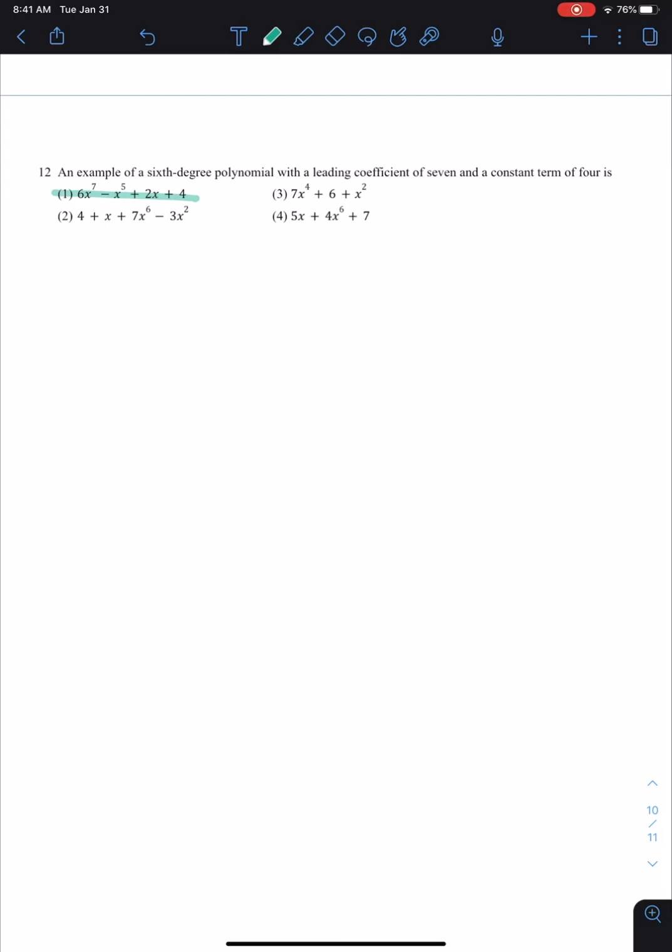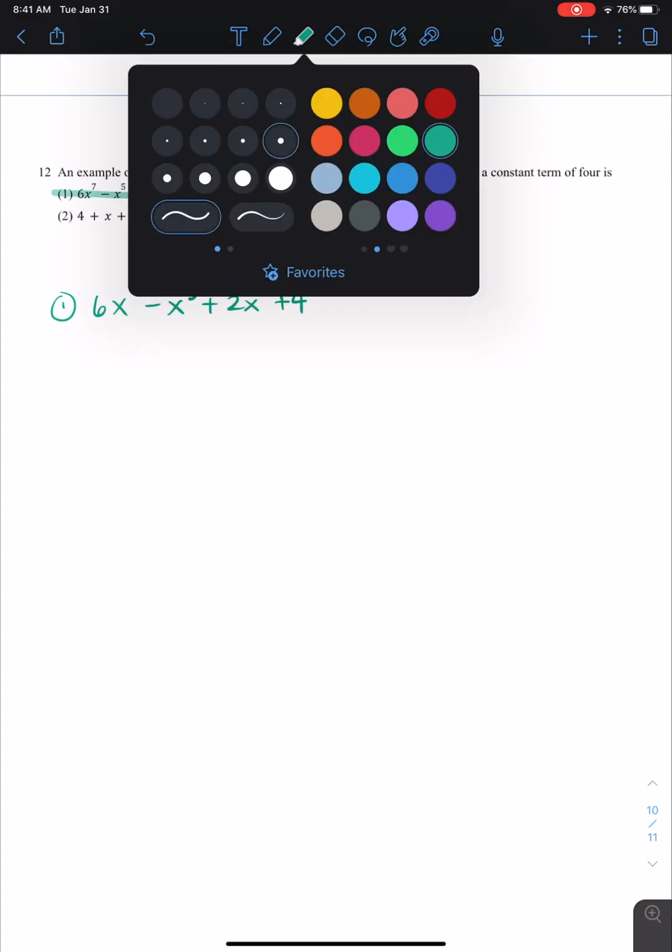So standard form means just that the highest exponent is first. So x to the 7th, that's our highest exponent, the term with the highest exponent. So that's good. Our next highest exponent is x to the 5th. Our next highest exponent is x to the 1 plus our constant of 4. So option 1 was already in standard form.